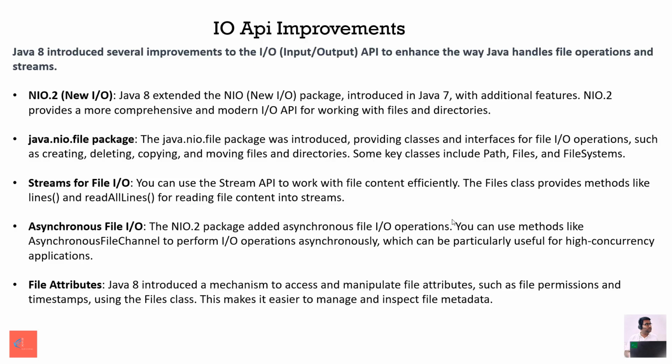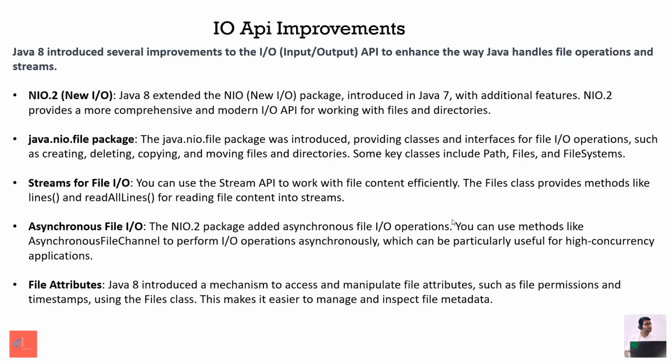The java.nio.file package in NIO was introduced. It provides classes and interfaces for file IO operations such as creation, deletion, copy, move of files and directories. Some key classes include Path, Files, and FileSystems also. For streams in file IO, you can use the Stream API also for file IO.